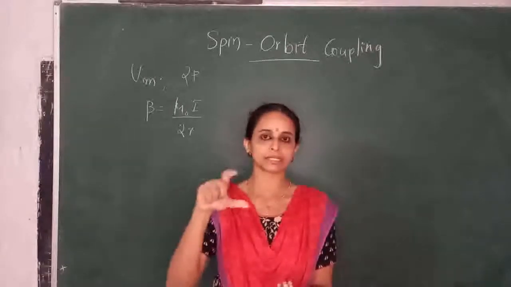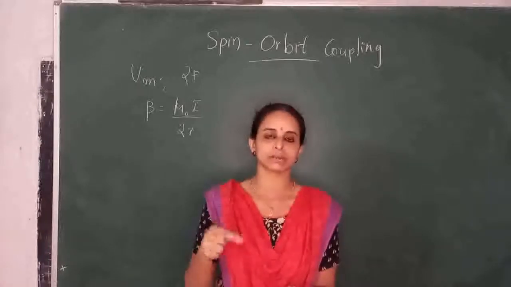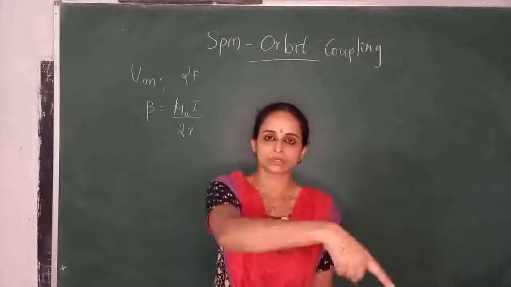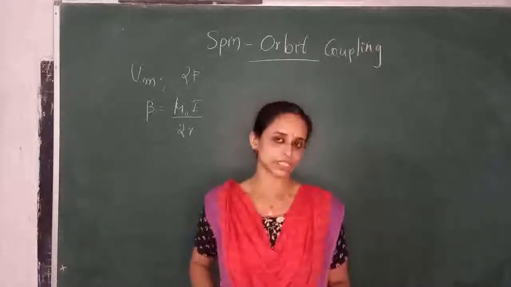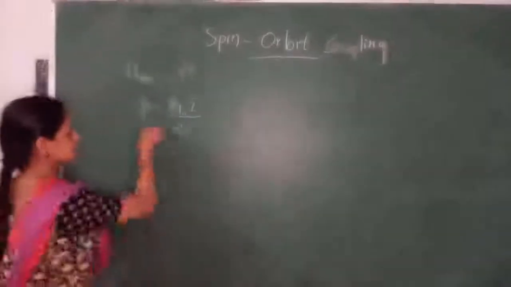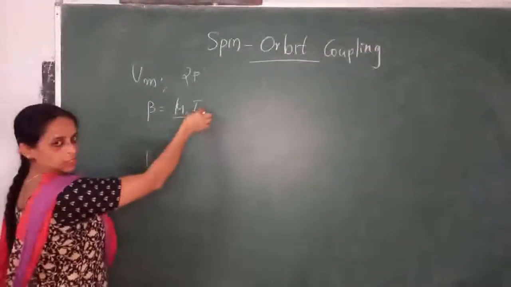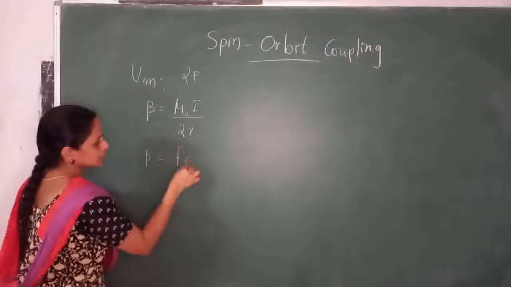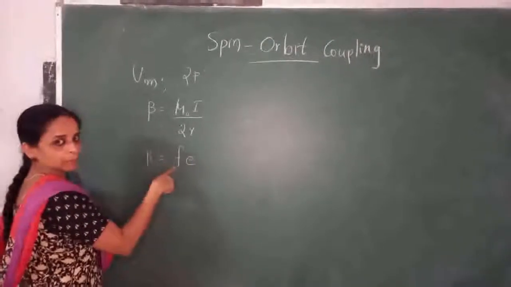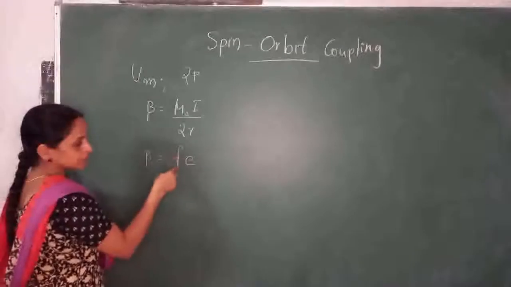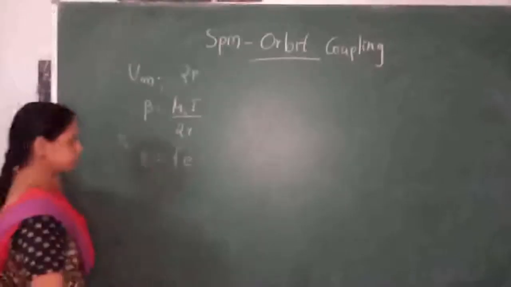That is the perspective, or the frame of reference, of the electron. It is seen that the nucleus or the proton is revolving f times around the electron in unit time. So you can rewrite this equation: I is actually the charge by time. So the total charge or the total revolution is f into e. This f is the number of revolutions in unit time, n by t.